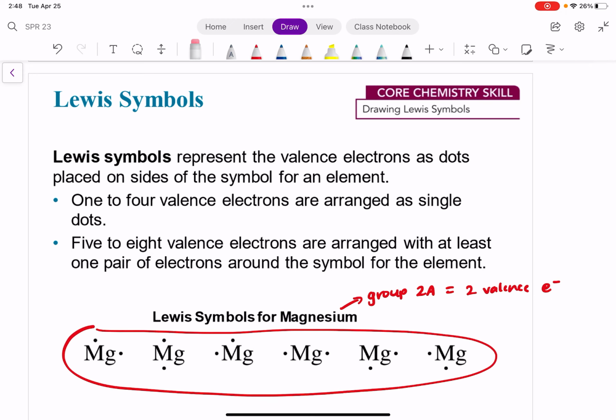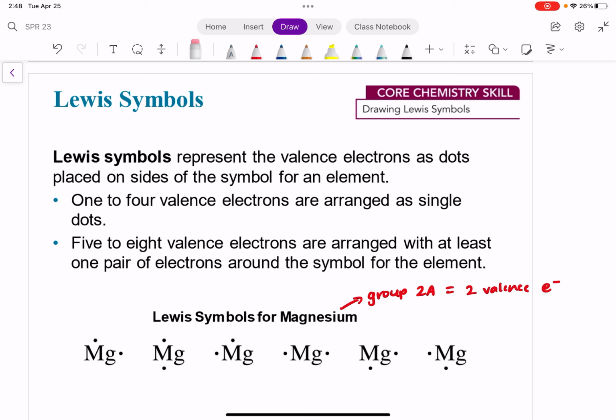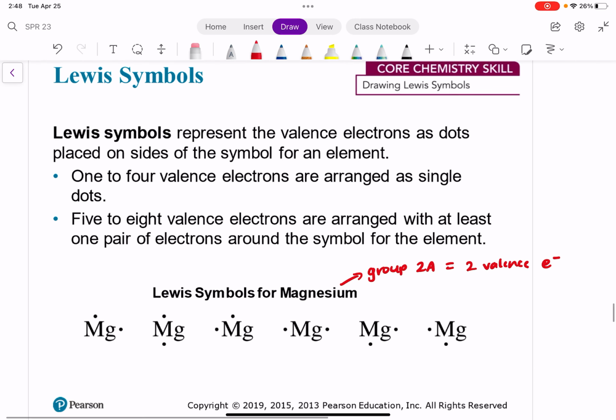Some professors are picky and they want you to represent them in certain ways. I don't care where you draw those 2 dots, as long as you don't draw them right next to each other. So big no, don't do this. Don't draw the 2 electrons like that, okay?